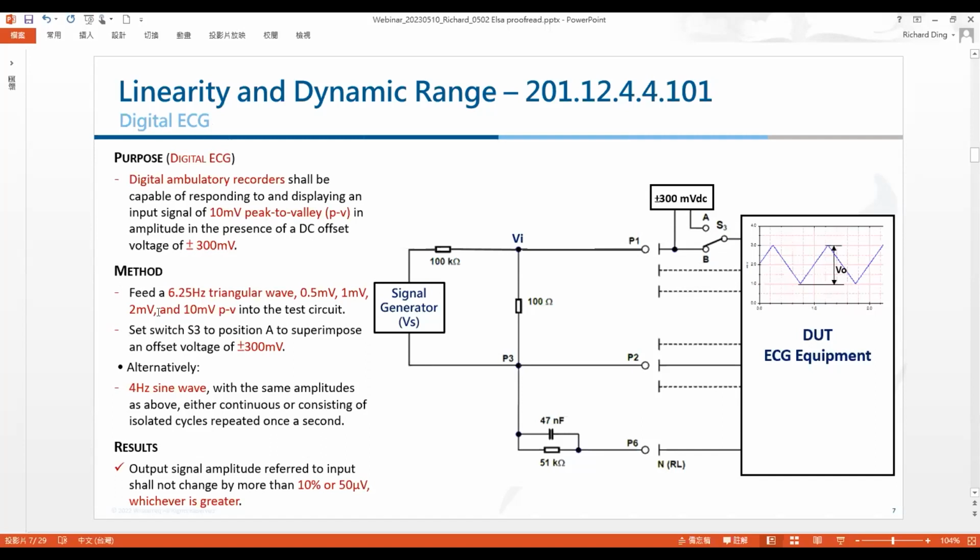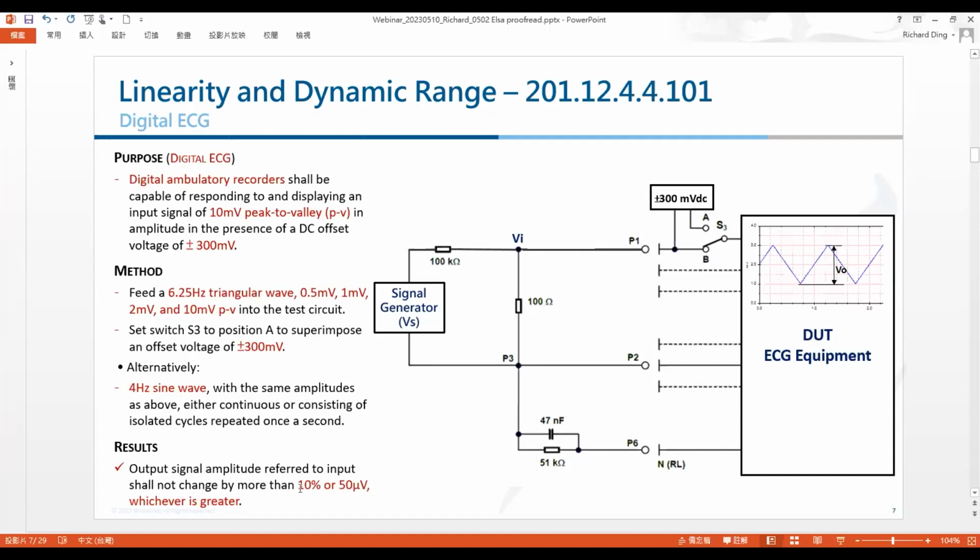The test method uses a 6.25 Hertz triangular wave with 0.5 millivolt, 1 millivolt, 2 millivolt, and 10 millivolt amplitudes, so different amplitudes are tested. Then superimpose an offset voltage of plus 300 millivolt and minus 300 millivolt. Alternatively, you can use a 4 Hertz sine wave. For the test result, the output signal amplitude referred to input should not change by more than 10% or 50 microvolt, whichever is greater. In this case, just 10%, because 0.5 millivolt is 500 microvolt, and 10% is 50 microvolt, so it's the same.